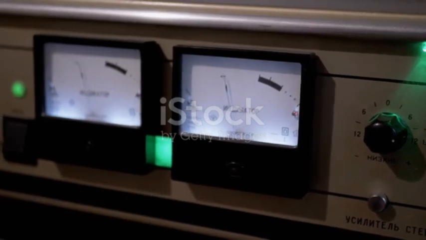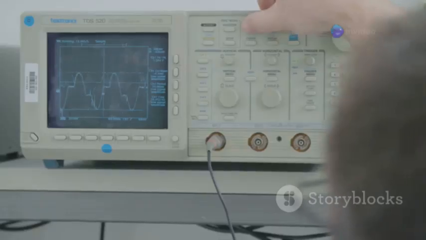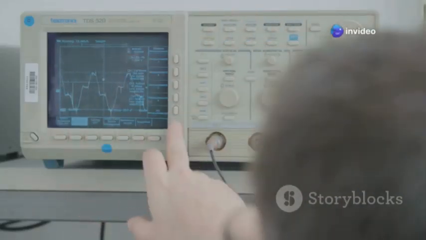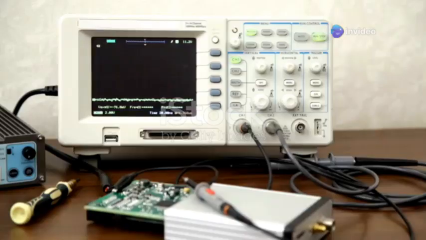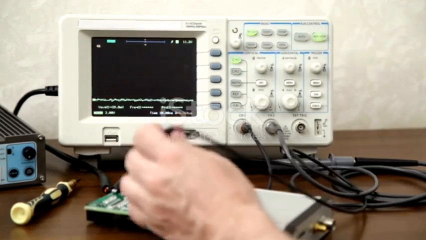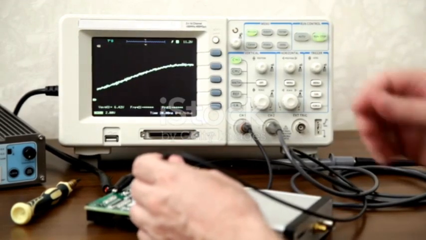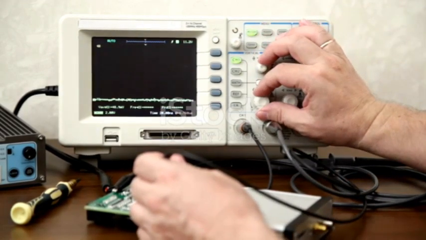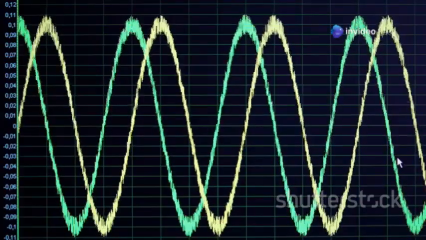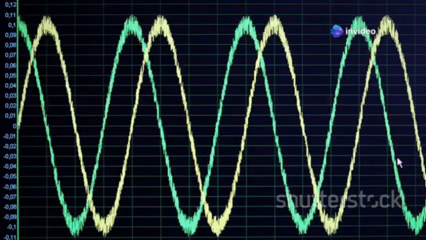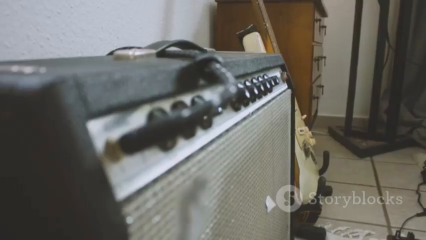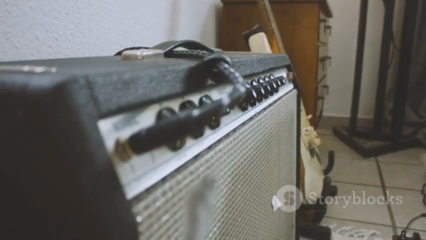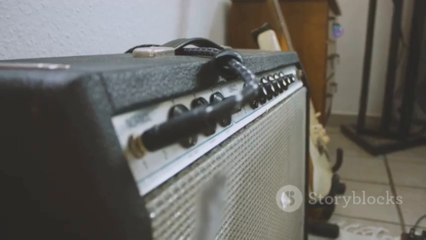Power amplifiers are categorized into different classes based on their operating characteristics. Class A amplifiers are known for their high linearity. Linearity refers to the amplifier's ability to faithfully reproduce the input signal without distortion. Class A amplifiers operate over the entire input signal cycle. This means the transistors are always conducting, leading to high power dissipation and lower efficiency. However, their excellent linearity makes them suitable for high-fidelity audio applications.